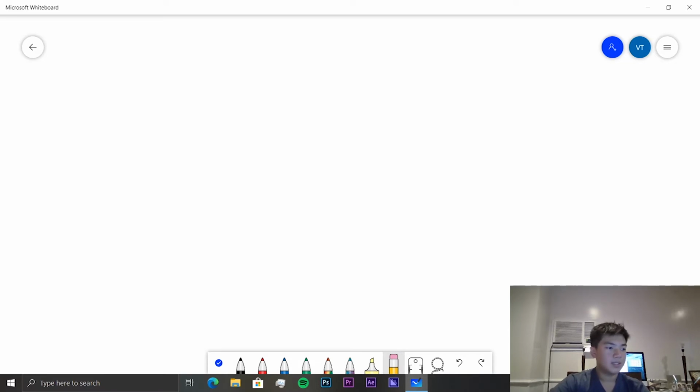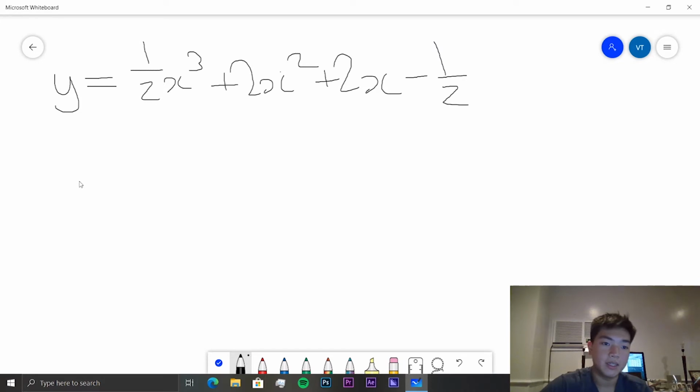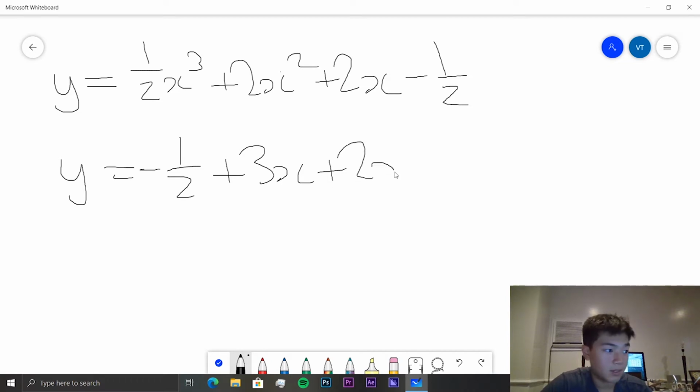I guess I will do the odd ones. So the first one is: find the area enclosed by the graphs of the two curves. The first curve is y equals 1/2 x cubed plus 2x squared plus 2x minus 1/2. And the second one is y equals negative 1/2 plus 3x plus 2x squared minus 1/2 x cubed.